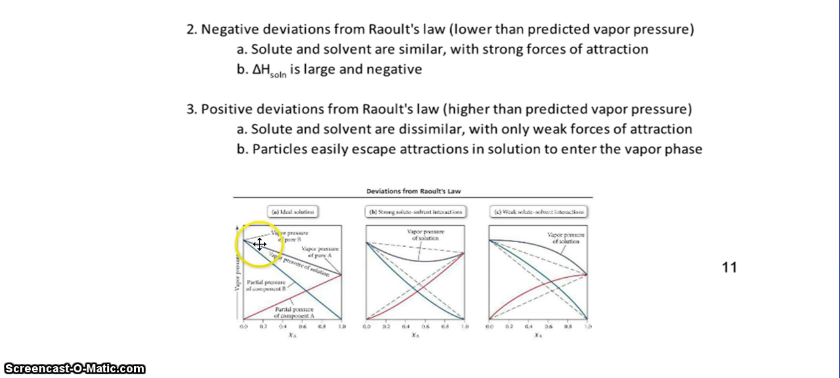This straight line right here would be the ideal solution. It would act just like Raoult's law would predict. However, in reality, notice that sometimes the observed value is actually less than what Raoult's law would predict. Why? Because the solute and solvent are highly attracted, meaning fewer molecules are in the gas phase. And over here, notice that these are bowed out, so they have higher vapor pressure than expected. That's because they have weaker intermolecular attraction, so more particles escape into the vapor phase.